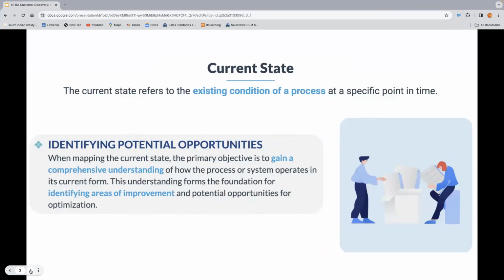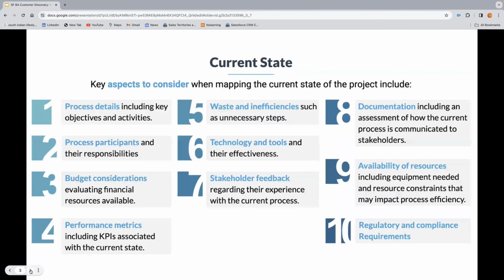The next one is current state. The current state refers to the existing condition of a process at a specific point in time. When mapping the current state, the primary objective is to gain a comprehensive understanding of how the process or system operates in its current form. This understanding forms the foundation for identifying areas of improvement and potential opportunities.